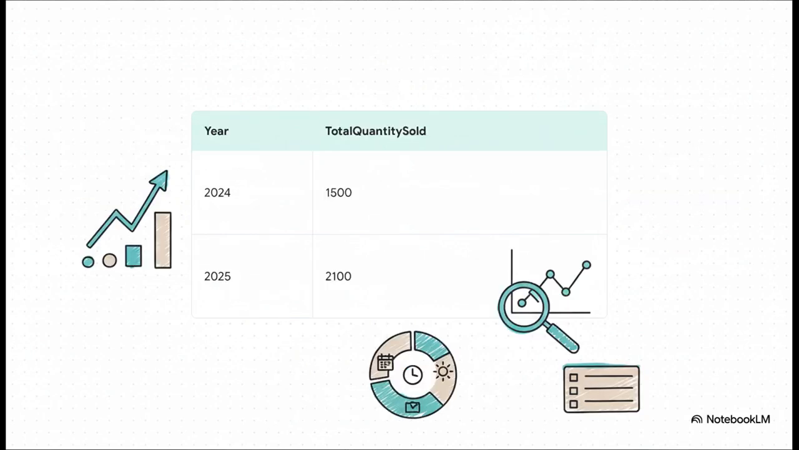And here's a super common, super useful trick. Grouping by just a part of a date, like the year or the month or even the day of the week. This is how you start to analyze trends over time. This is the foundation of almost all business intelligence reporting.